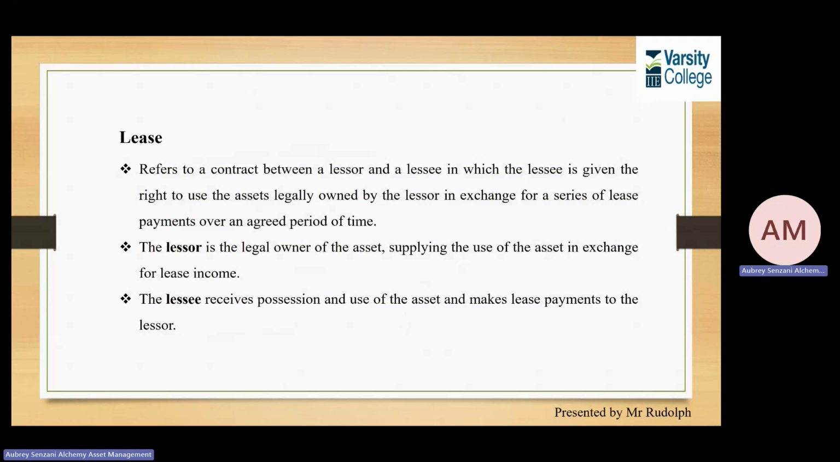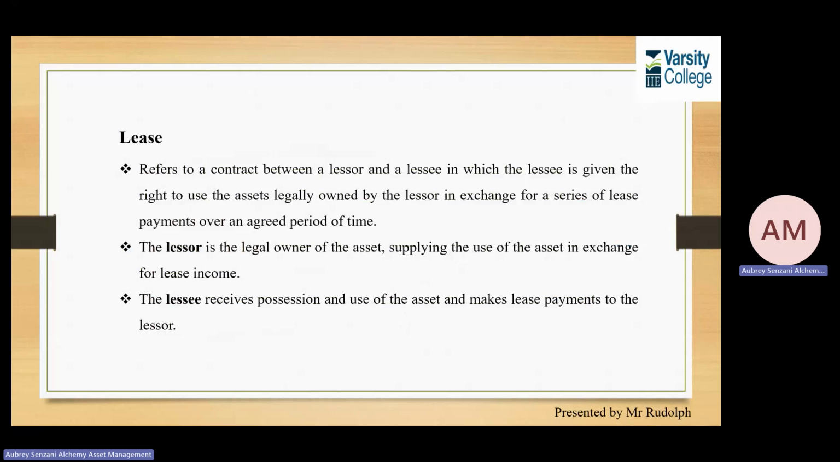Okay. So coming back to lease, the definition that you guys need to have, remember they ask you to define a lease. A lease is a contract between a lessor, the owner of the asset, and a lessee, in which the lessee is given the right to use the asset legally owned by the lessor in exchange for a series of lease payments over an agreed period of time. Now, I'm sure all of us know what a lease is, but just so you know the key words that you would obviously then use if ever they ask you to define them.